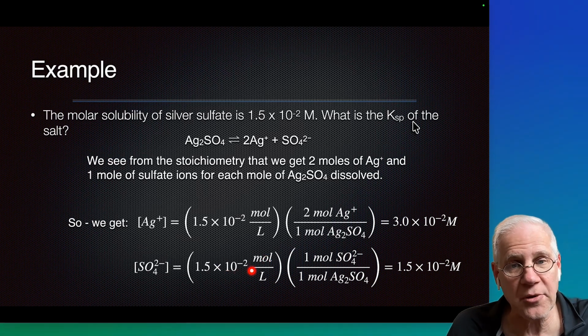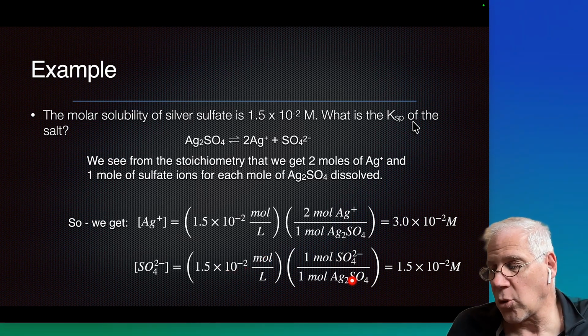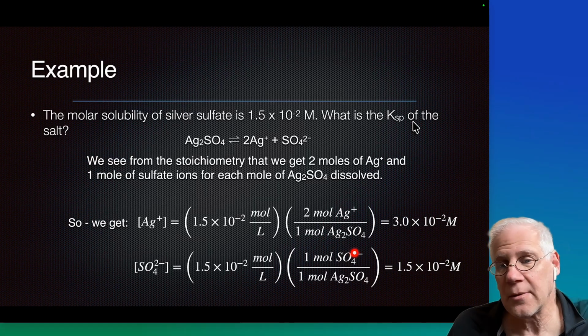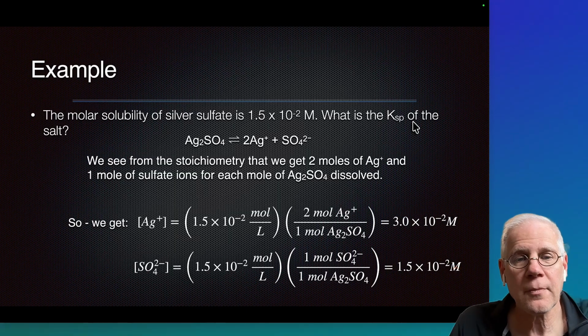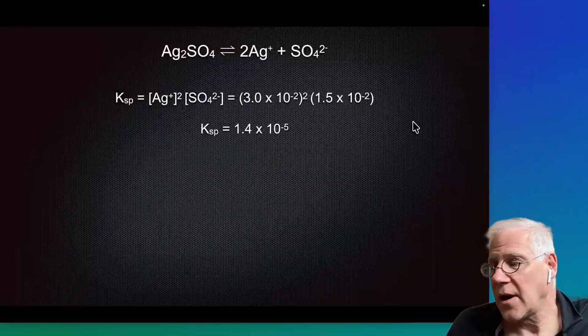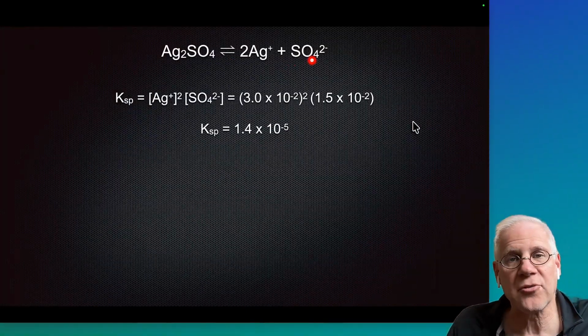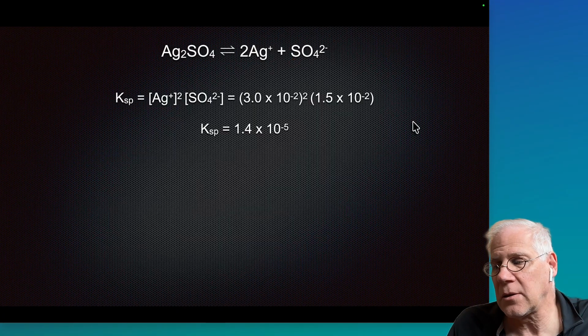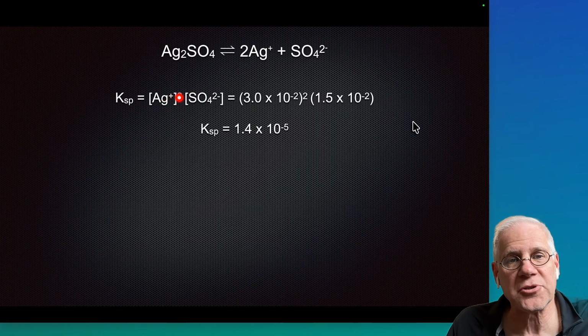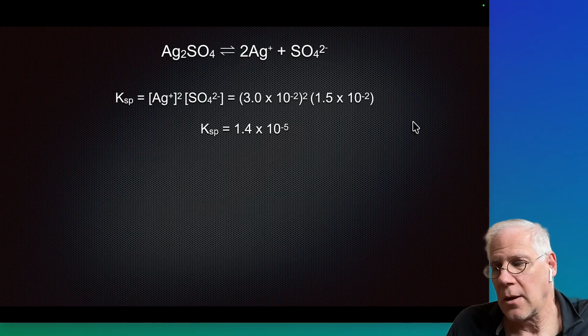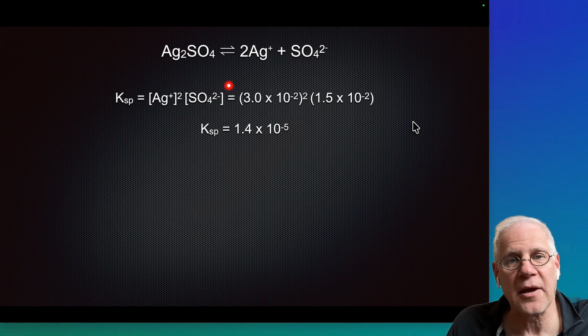My molar solubility for the compound, for every 1 mole of the compound, I get 1 mole of the sulfate, and I get the concentration of the sulfate ion of 1.5 times 10 to the minus 2. I can take these values, so here's my reaction again. I can write my Ksp. It's going to be the concentration of silver squared. Again, that squared is because I have a 2 here for the silver. And the concentration of my sulfate ion here just has 1 because there's a 1 there.